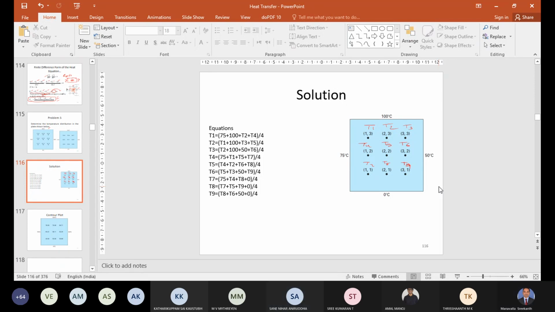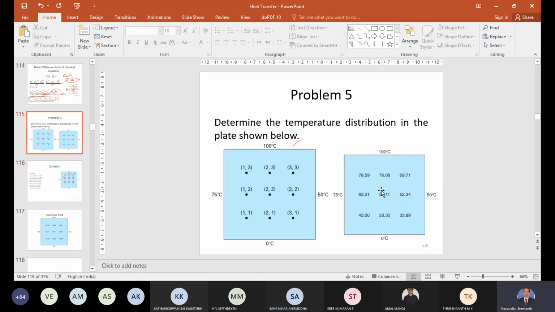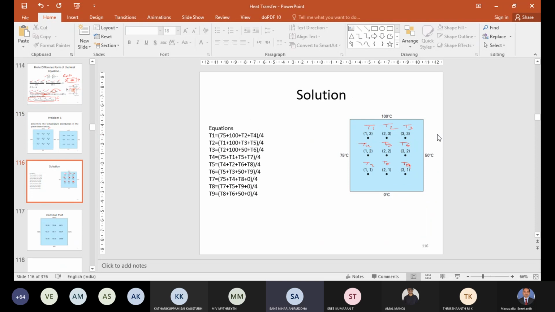What's the value? 75 plus 100, 175 plus 50 is 225. 225 by 4, 56.25. Yeah, you're close to that. This is supposed to be 56.11. So you're close to that. Fine. But there is a method called the Leibniz iteration process, a method in numerical analysis.